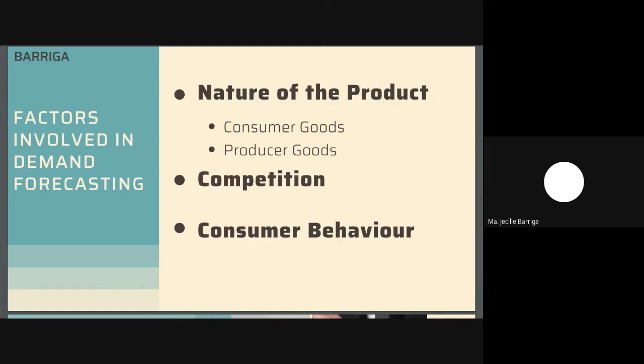The nature of the products. So, products are to be classified under consumer goods and producer goods. So, demand for a product will be mainly dependent on the nature of the product. Forecasting methods for producer goods and consumer goods will be different accordingly. Another factor is the competition. So, while making forecasting, market situation and the product position in a particular market should be analyzed.